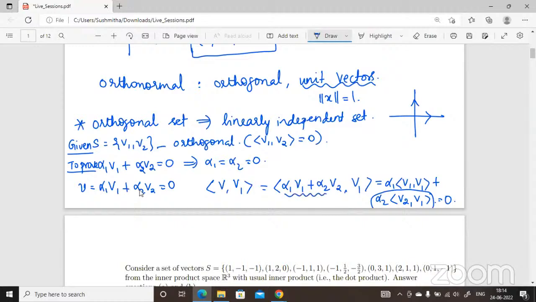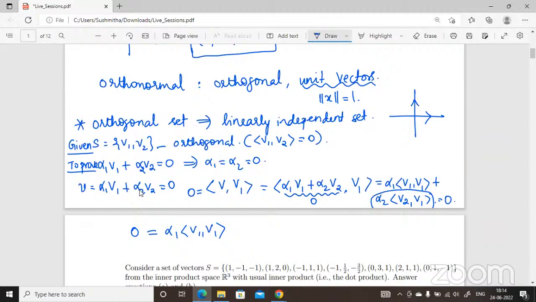And what do I know about this? This is 0, right? Because I've assumed that this is equal to 0. No, I want to show it is linearly independent. So I've assumed this is 0. So what is the inner product of 0 with V1? 0. Yeah, the inner product of a vector with the 0 vector is always 0. So I have 0 is equal to alpha 1 V1 with V1.